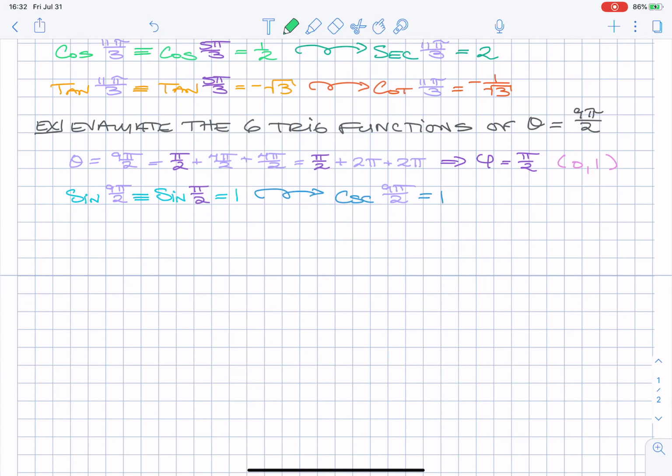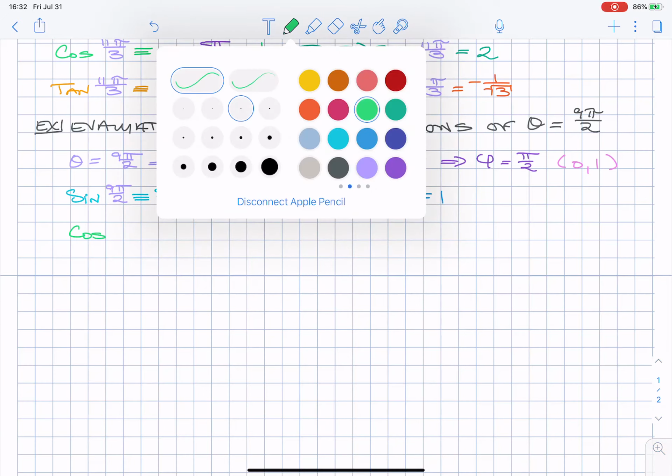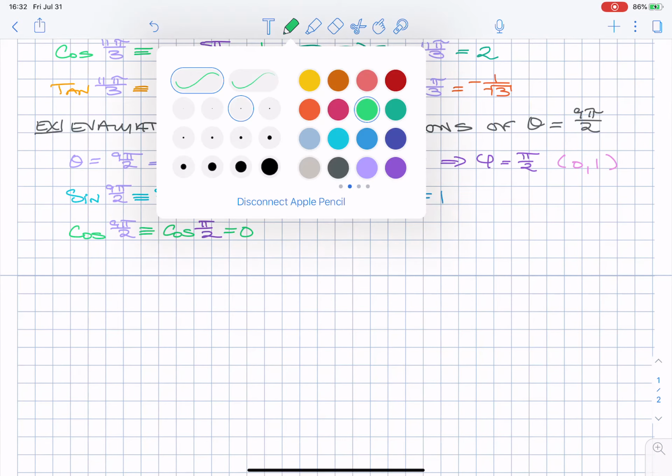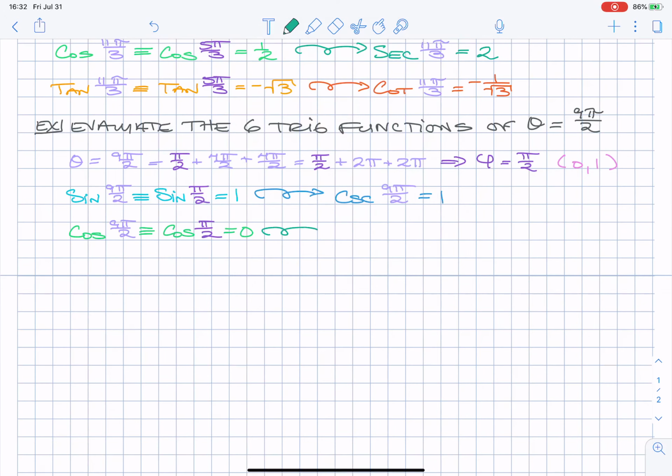So now cosine of 9 pi over 2 is going to be equivalent to cosine of pi over 2. Well, cosine of pi over 2 is the x-coordinate, so that's 0. So the reciprocal, secant of 9 pi over 2, I flip 0 upside down, 1 over 0. Well, I know that thou shalt not divide by 0, so that does not exist.